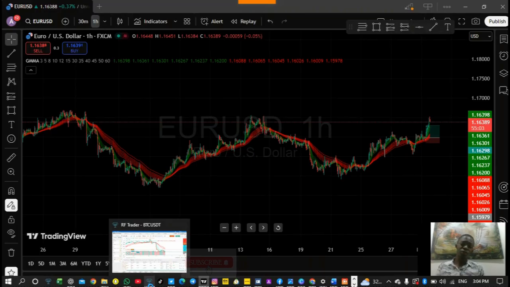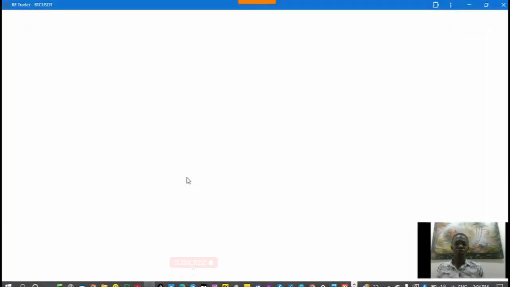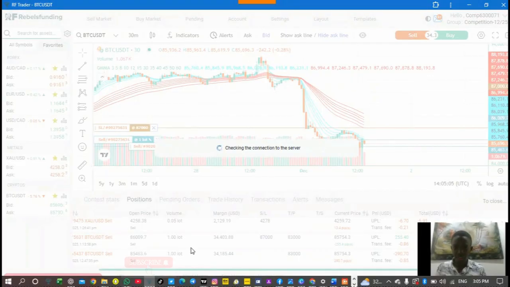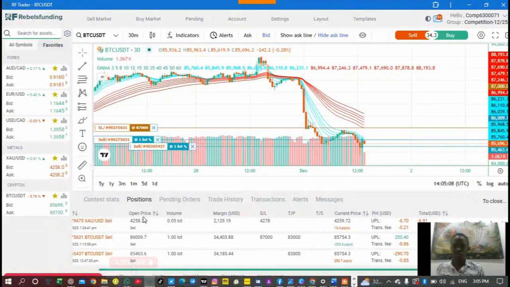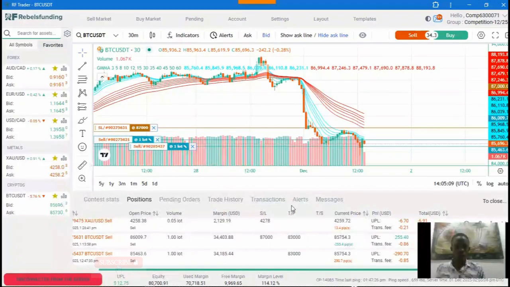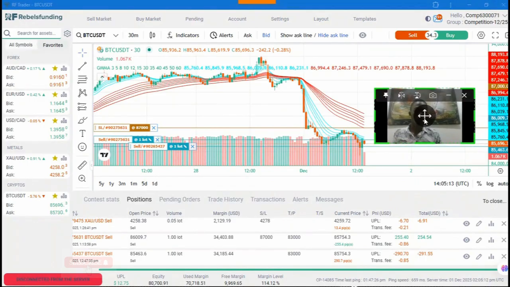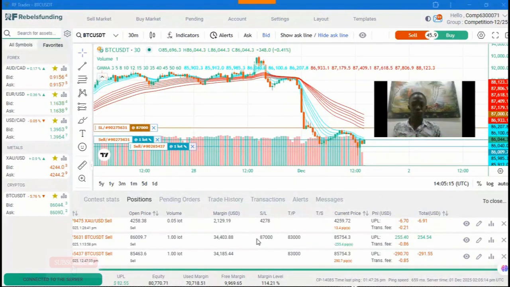So I'm using the Rebel Funding competition. I'll trade both crypto and Forex. So we are connecting to the server. Now I move this here so I can see the profits. Yeah, so it's connected back to the server.